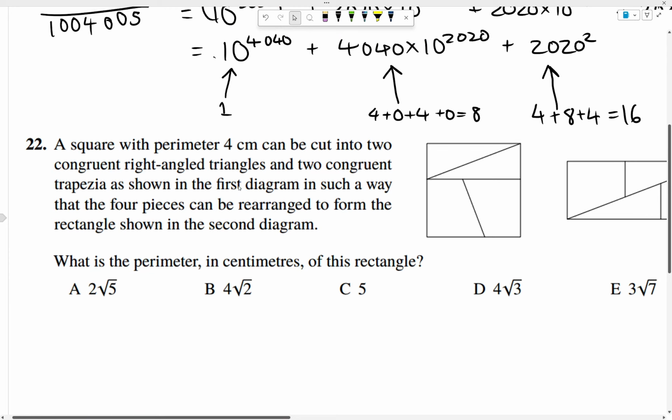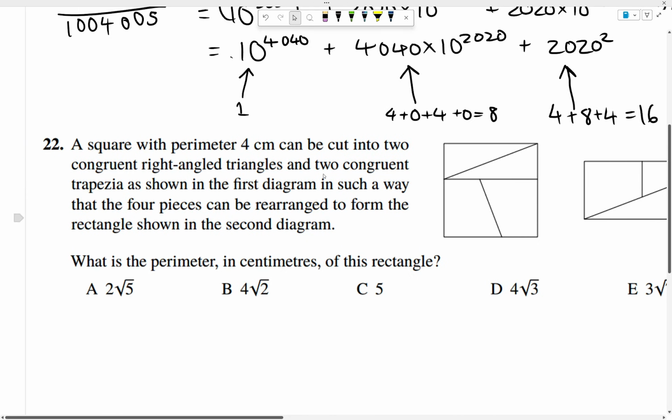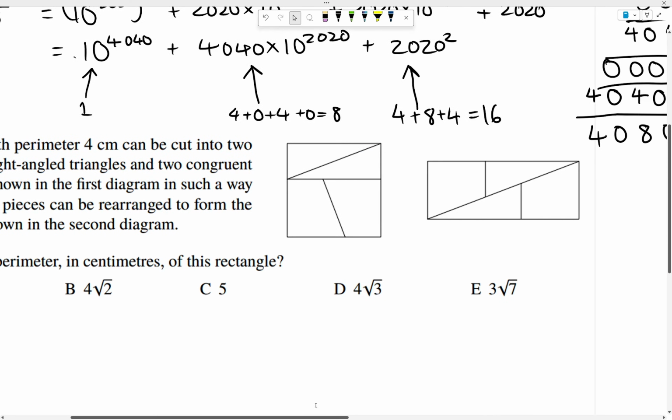A square with a perimeter of 4 centimeters can be cut into congruent right-angled triangles and congruent trapezia, as shown in the first diagram, in such a way that the 4 pieces can be arranged to form the rectangle in the second diagram. Okay, and what is the perimeter of this rectangle? So the square has a perimeter of 4, so each side is going to have a length of 1, so I'm going to label 1 for that side, and then I'm going to say that the shorter side length of the triangle is x. So this is 1 minus x. This is x. This is 1 minus x.